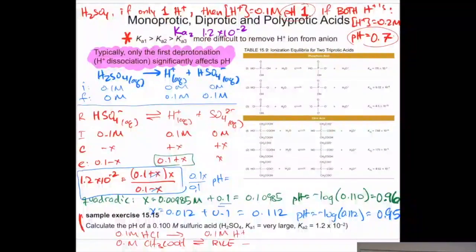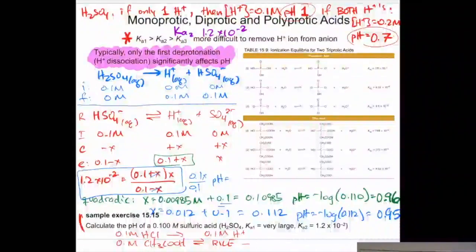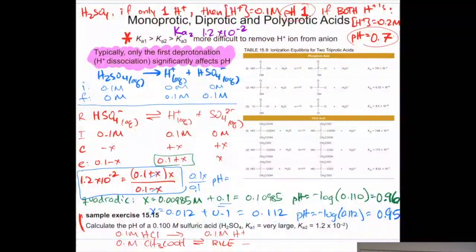I point this out because these aren't rules, they're just guidelines. When can you make this assumption? When can you not make this assumption? This is just showing you: in green is when you don't make that assumption, so you solve the quadratic and you get this for x. And in blue is where you do make that assumption for x.